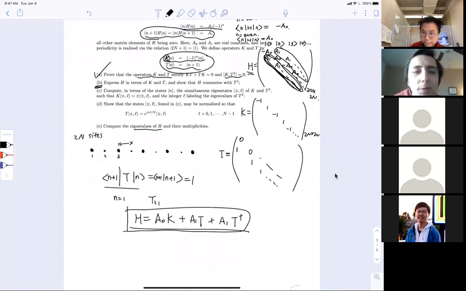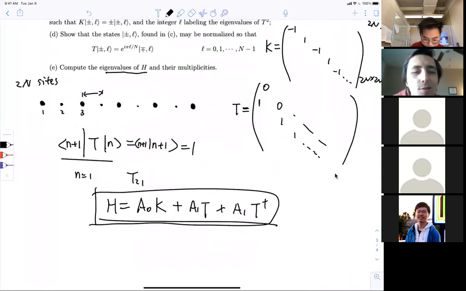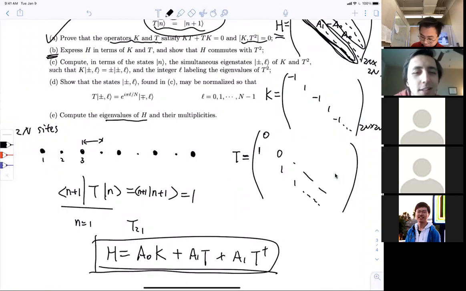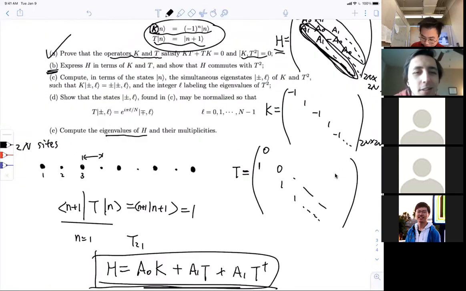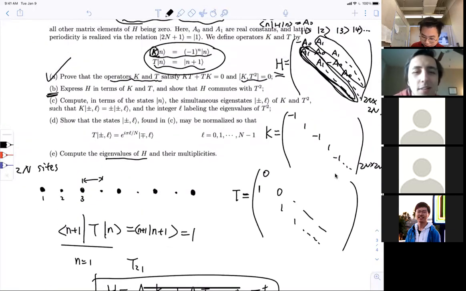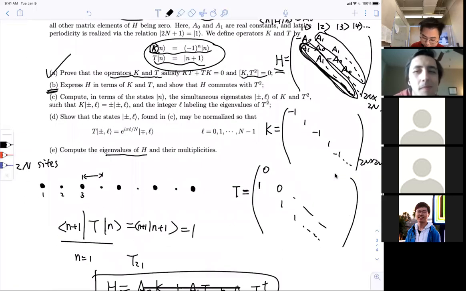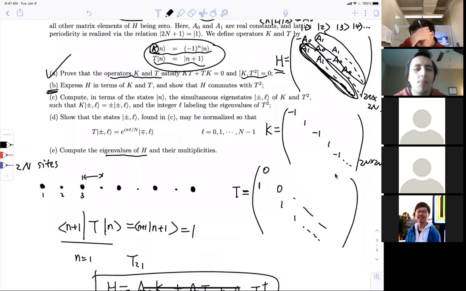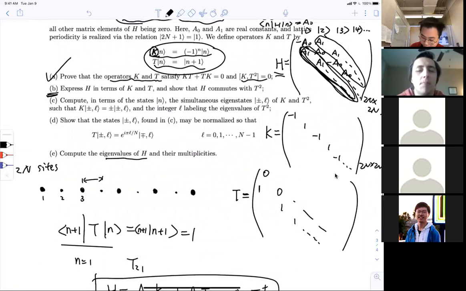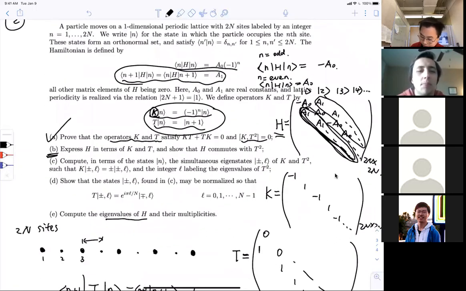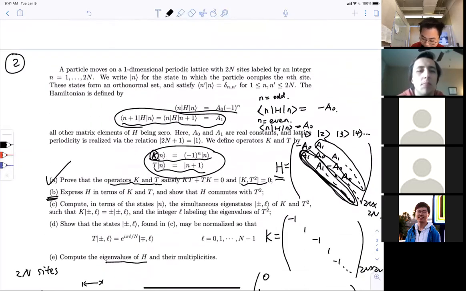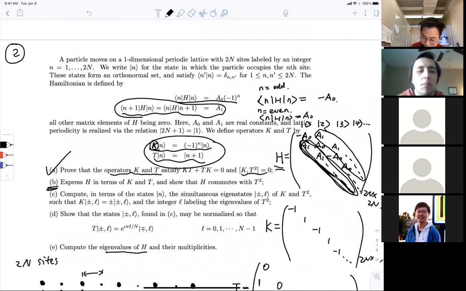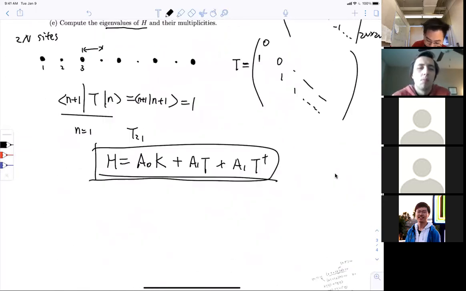I have a tangential question. Is this the sort of stuff that you would actually use in solid state, this sort of operators? Yeah, actually, you're right. But nowadays, people usually use the second quantization notation, not this kind of ket-bra. But yeah, you're totally correct.